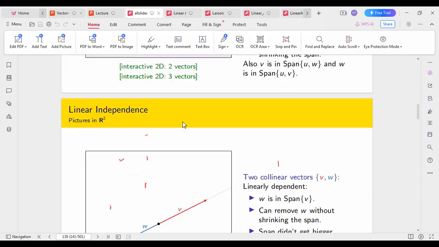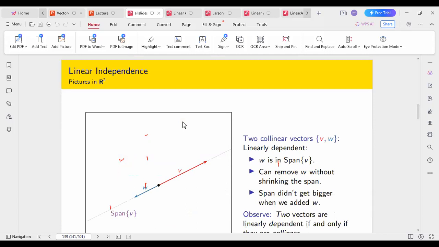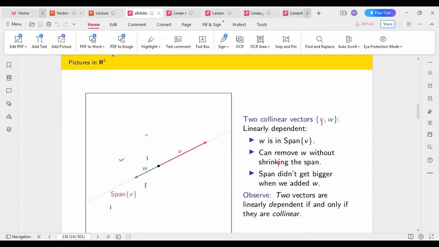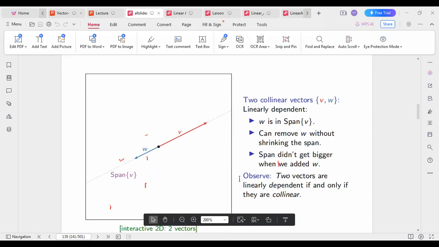So in this case, two collinear vectors B, W are linearly dependent if W is in the span of B. That means W and B combined make a linear combination. We can remove W without shrinking the span. The span did not get bigger when we added W. So two vectors are linearly dependent if and only if they are collinear. Collinear means both vectors exist on the same line, or are the same vectors.